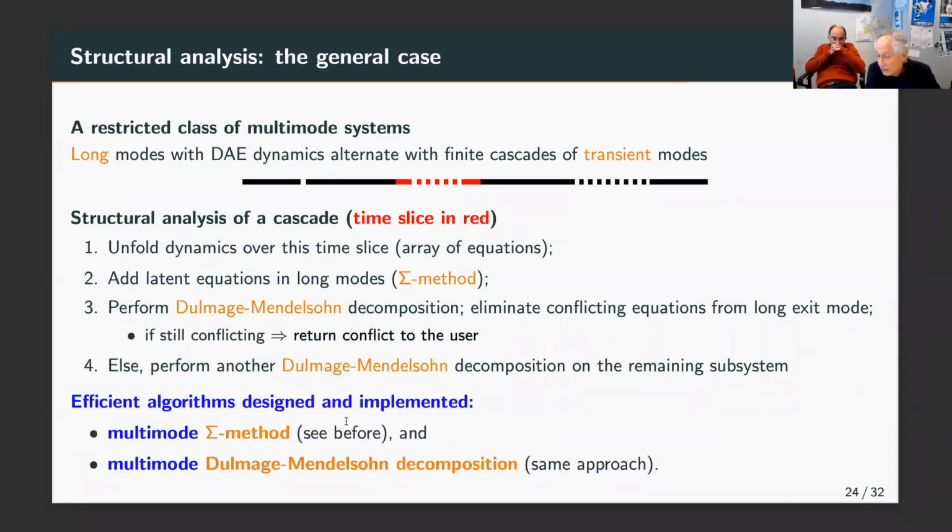Regarding the implementation of this algorithm in an efficient way, in an all-in-one-mode fashion, we already have the multimode sigma method that was presented by Mathias and is already implemented in the tool Malandain. And then what we are currently developing is a multimode Dulmage-Mendelsohn decomposition. This is already in the tool, but its application to the entire change-mode structural analysis is not performed yet. So this is the same approach that we use for the two algorithms.